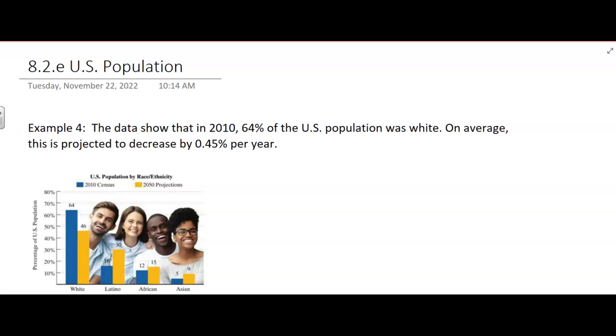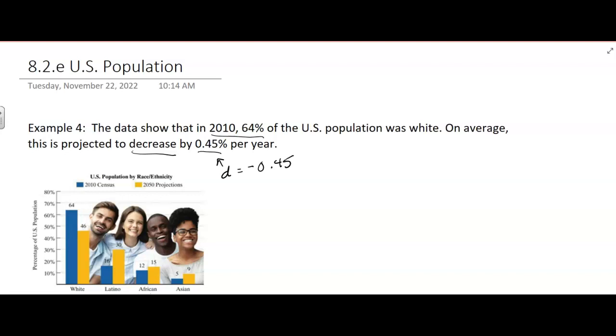Okay, so now they want us to use these ideas to talk about the US population. Example 4: the data show that in 2010, 64% of the US population was white. On average, this is projected to decrease by 0.45% per year. So every year it's going down by 0.45%. So d would be negative 0.45.